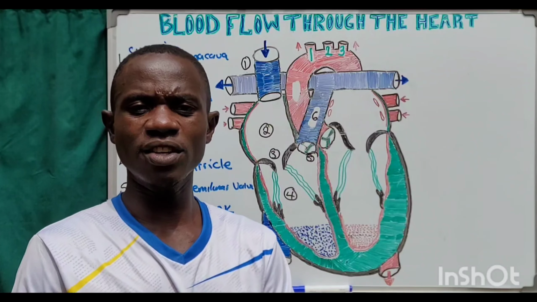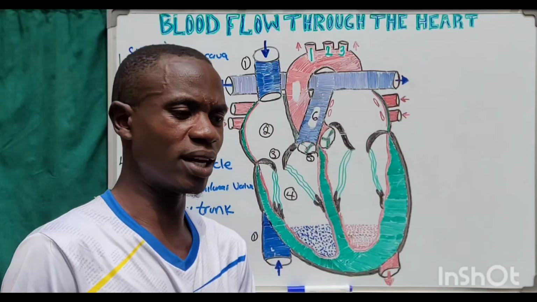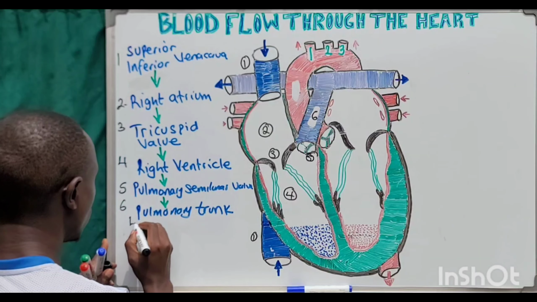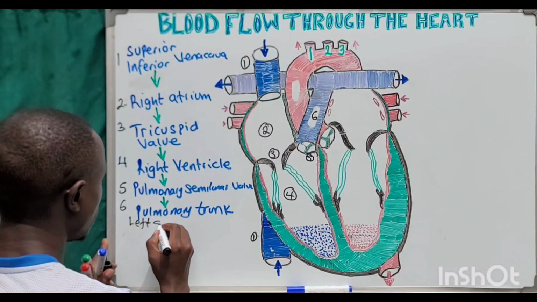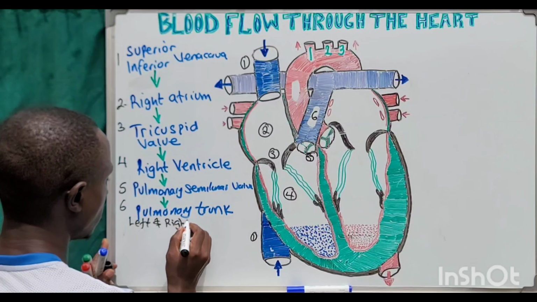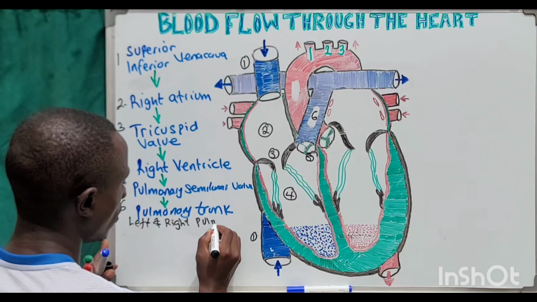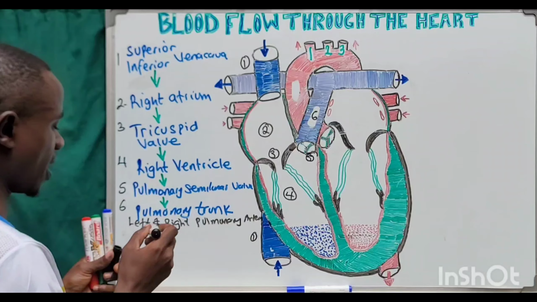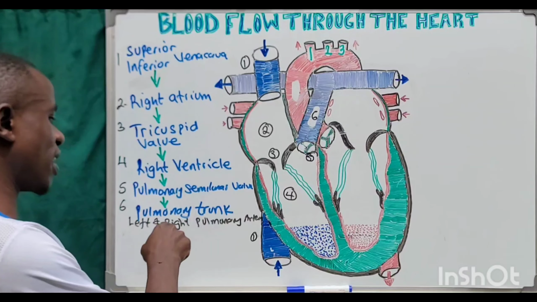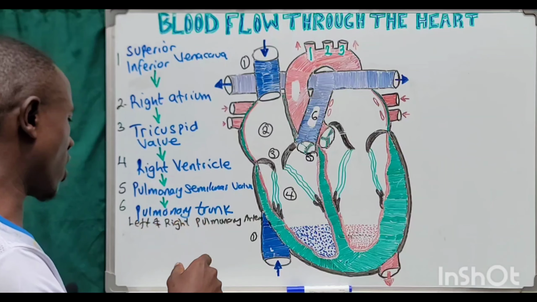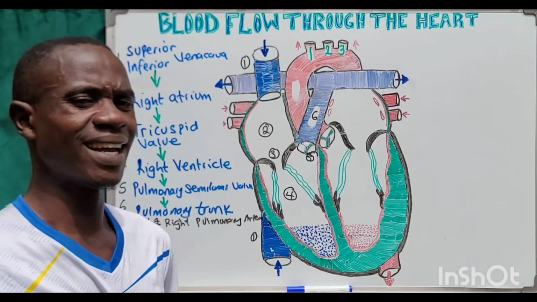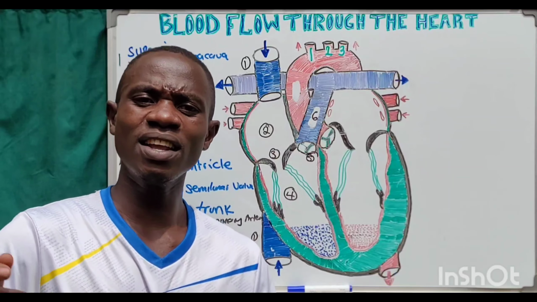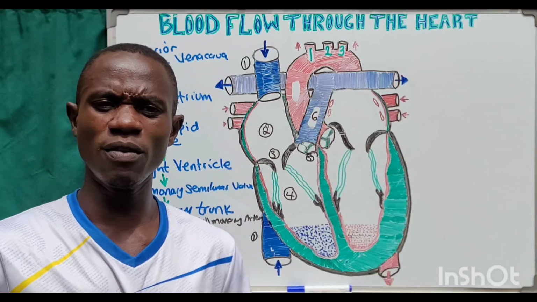Now what happens is that the pulmonary trunk is going to divide into two. It's going to divide into what we call the left and the right pulmonary artery. So the whole significance of the pulmonary trunk and the left and right pulmonary arteries is that they deliver deoxygenated blood to one of the beautiful structures.